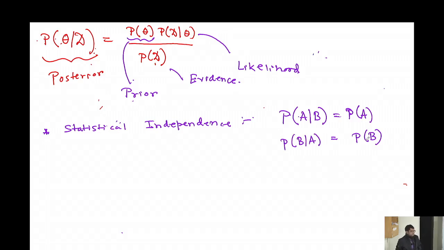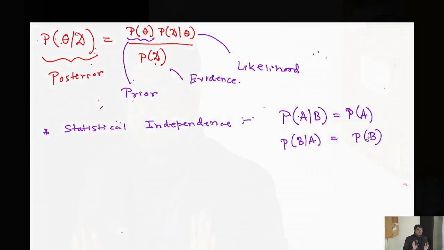For example, whether I am eating veg or non-veg today should not control whether tomorrow there will be rain or not. It does not matter. Whether tomorrow is rain or not depends on 10 other factors. What I'm eating is not one of those factors. That's statistically independent. So the outcome of one event should not influence the outcome of the other.